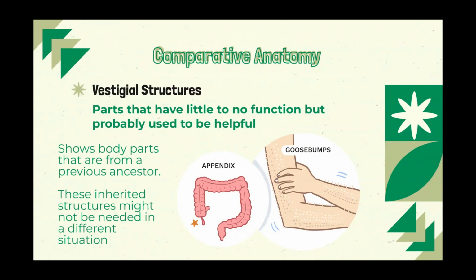In humans, the appendix is one of those. Goosebumps are one of those. Wisdom teeth. There are a lot of things in humans where we have this structure, but it's not really helpful to us right now. And sometimes it can even be harmful, in the case of appendicitis, when we have to have that taken out. But we can live without our appendix, no problem.